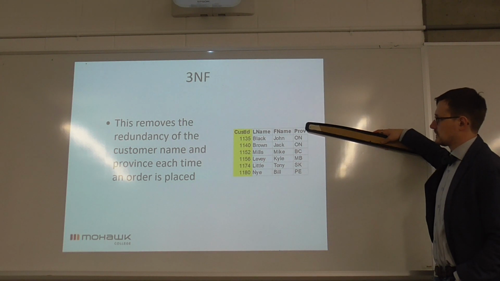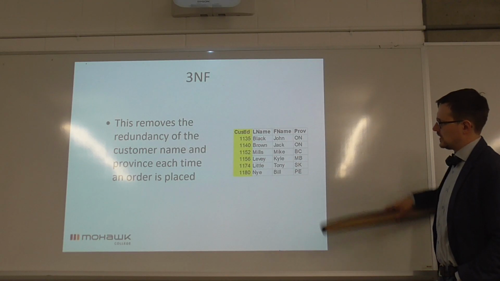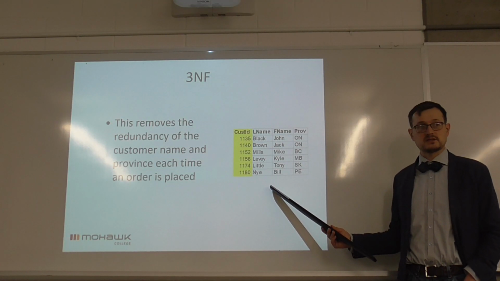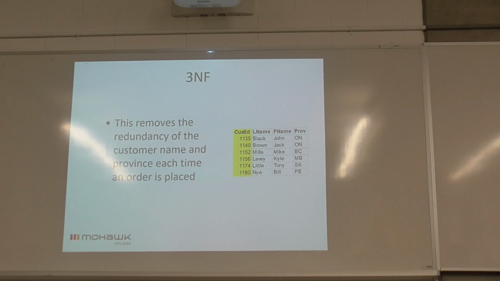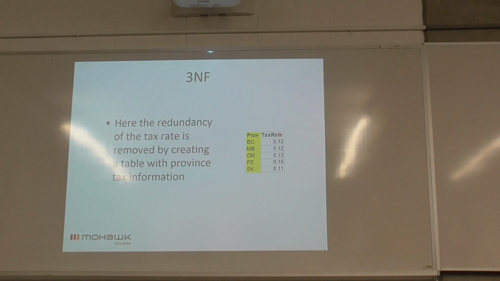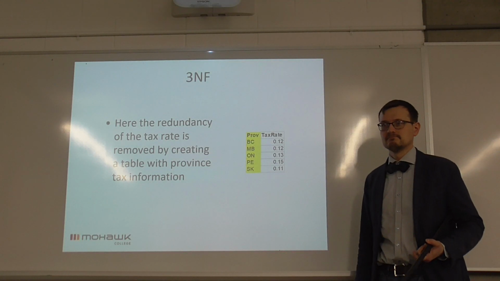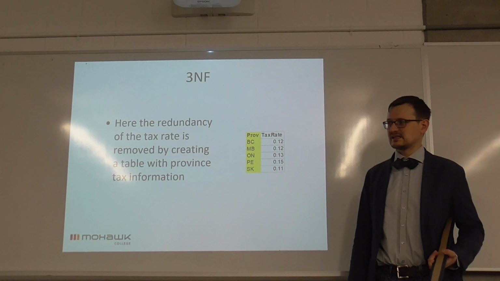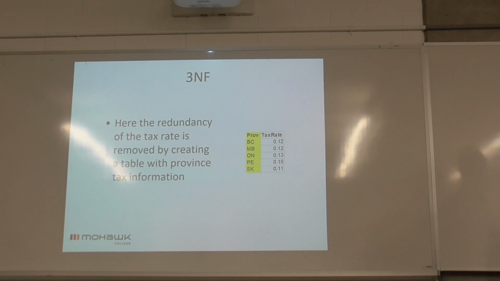So you can see our customers are given as such, right? We no longer have any redundancy with respect to customers. Further, the tax rate is removed by creating a table with province tax information, which is probably exactly the sort of table you would expect to exist, right? It makes intuitive sense that you would have a table whose only purpose was to look up the tax rate for a particular province or jurisdiction. Make sense? So far, so good?